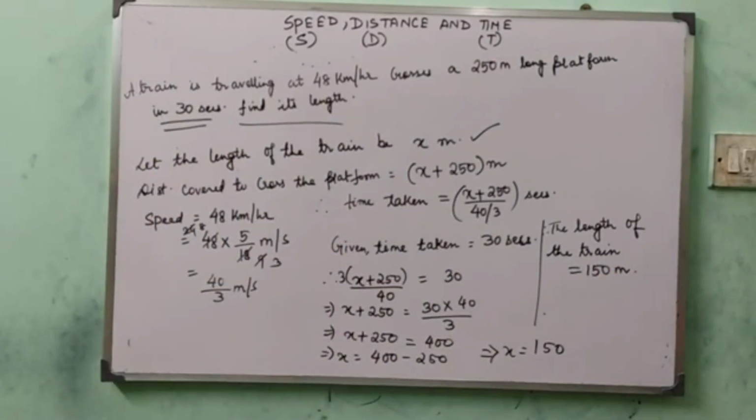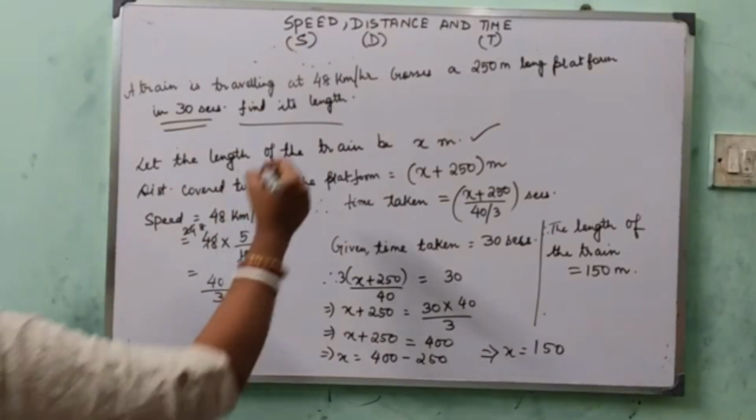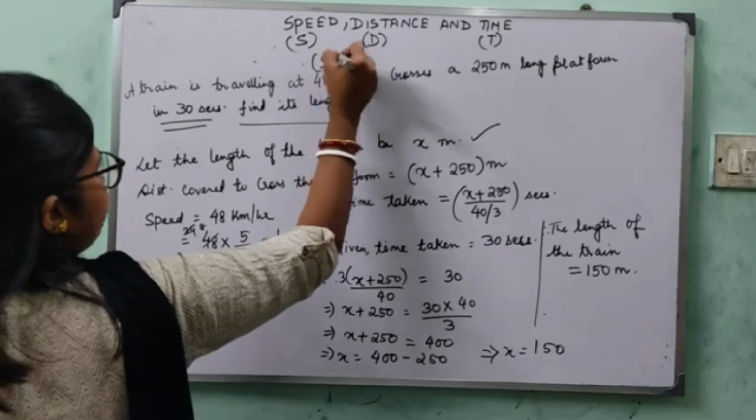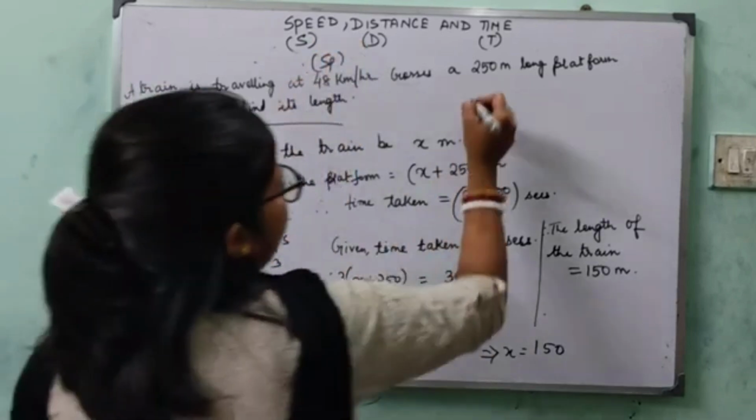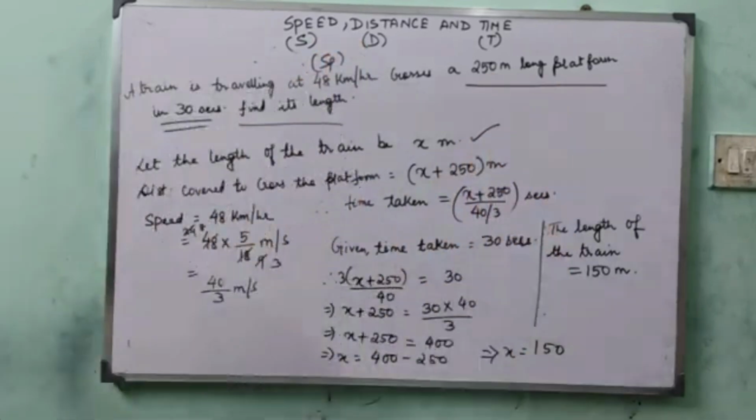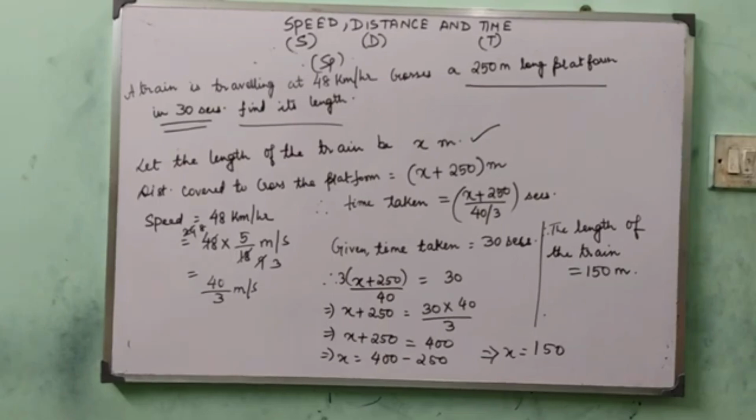So you can see very well that in this sum, I am repeating again, what was given to us? We were given the speed, we were given the length of the platform, and we were given the time taken, and we were asked to find the length of the train. So here in this case, what did we do? We have assumed the length to be x meters.